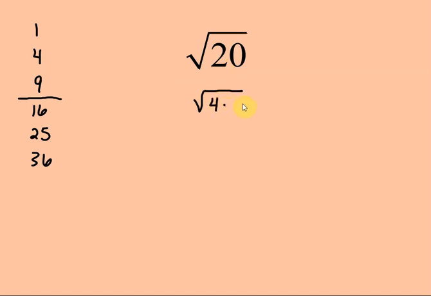4 times 5 is the same thing as 20. So now the perfect square has to come out of the radical. The square root of 4 is 2. So 2 is going to come on the outside of the radical, and 5 stays under. And this would be our simplified radical.